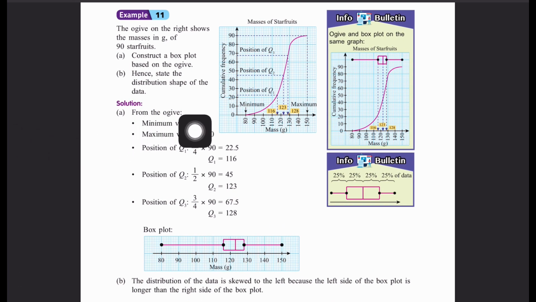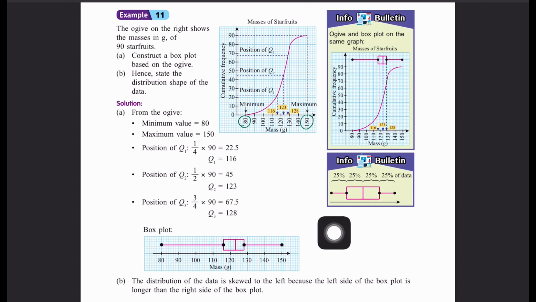Okay, so from the ogive, minimum value. Minimum value ni lah paling bawah ni 80. Paling maksimum 150. Itu dah ada dah. Okay, next kita cari Q1. First quartile, second quartile and third quartile. Ingat lagi kan? Kita cari location dia dulu, lepas tu baru cari value yang sebenar. Okay, so daripada sini value-value ni kita boleh plotkan box plot. Boleh? Faham? Ataupun ni lah kalau kita cantumkan sekali ogive ni dengan box plot dia.